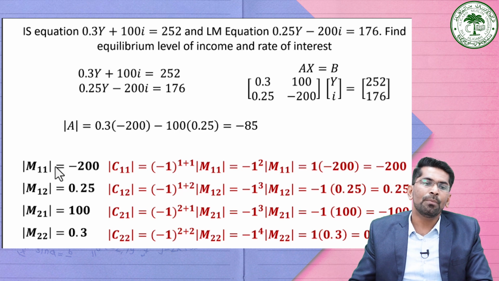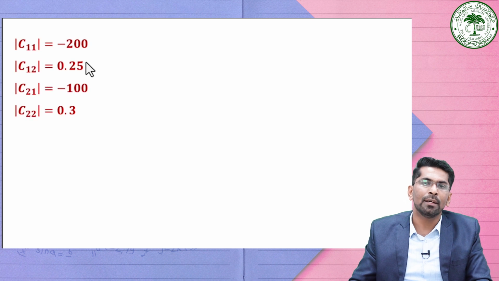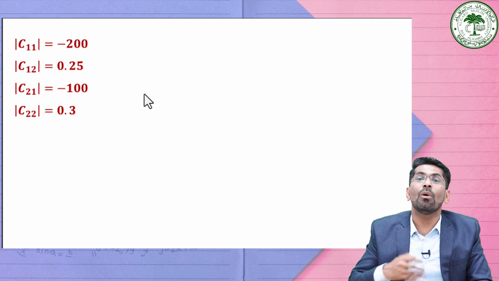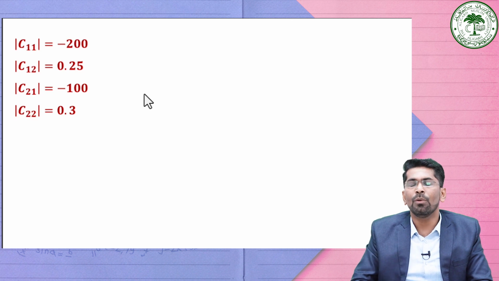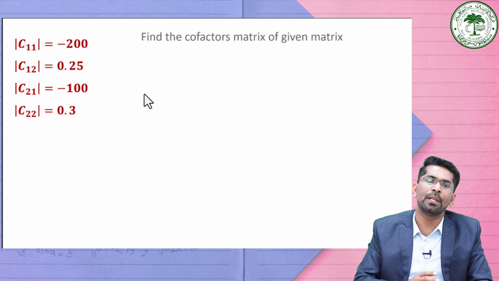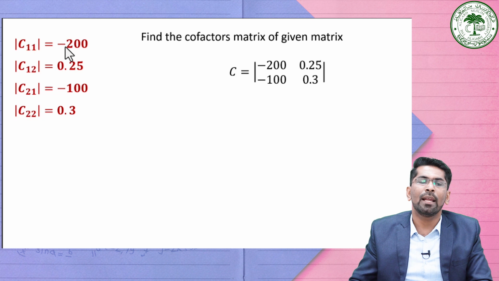See, we found the minors and the cofactors. I am writing the cofactors separately here. See, after finding the cofactor, the next step is to find the cofactor matrix. You know, for the cofactor matrix, we are going to replace each and every element of the original matrix by using the cofactors. So here the cofactor elements are minus 200, 0.25, minus 100 and 0.3. So this is the cofactor matrix.